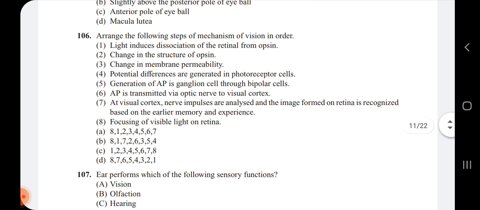Next question. Arrange the following steps of the mechanism of vision in order. They have given eight steps, and these eight steps have to be arranged in the proper order.